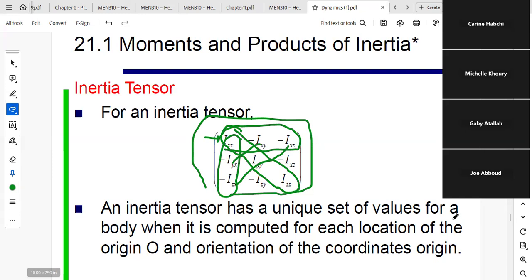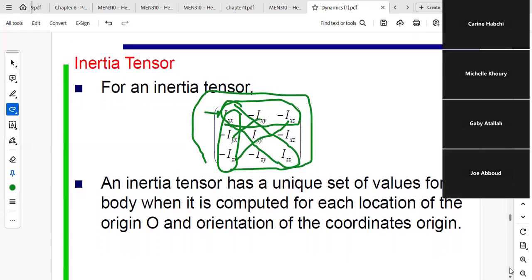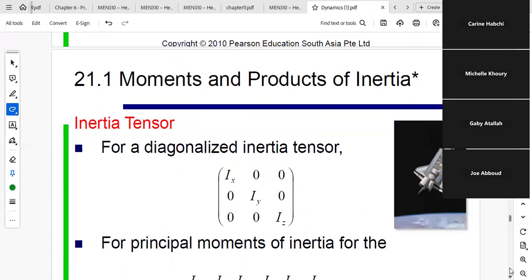So an inertia tensor has a unique set of values for a body when it is computed for each location of the origin O and orientation of the coordinate axes. Now, in case we selected a frame in a way to have products of inertia equal to 0, the tensor of inertia will have a much simpler form. It will be Ix, 0, 0; 0, Iy, 0; and 0, 0, Iz. So you will only have diagonal elements for the inertia tensor, and we'll see that this will simplify the analysis a lot for us.